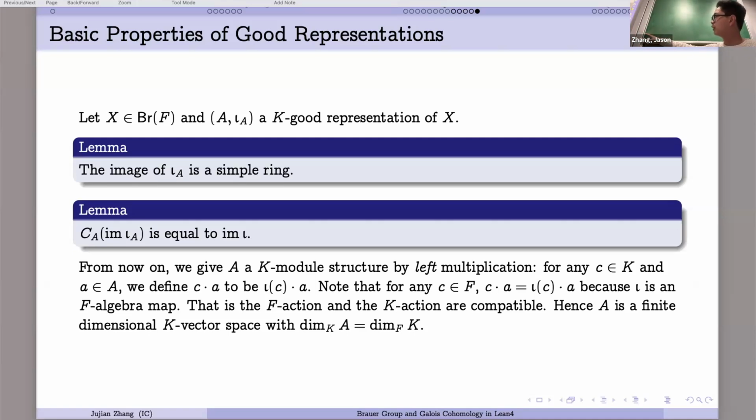We can observe that if C is an element in F, the result of treating C as an element of K, then acting on some element in a good representation, or letting an element of F act on the good representation directly, will be the same. That means the F actions and the K actions are compatible. That means the tower law of dimension holds, and if you have something that is K-linear, then you have something that is F-linear.